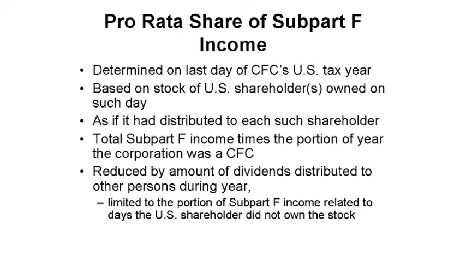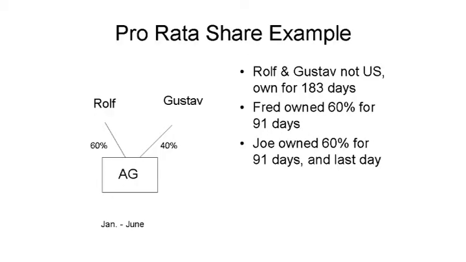This amount is reduced by distributions to other shareholders as dividends. The reduction is limited to the total Subpart F income times the portion of the year the U.S. shareholder did not own the stock. There's a slight ambiguity in the law, which is clarified in the regulations through examples.